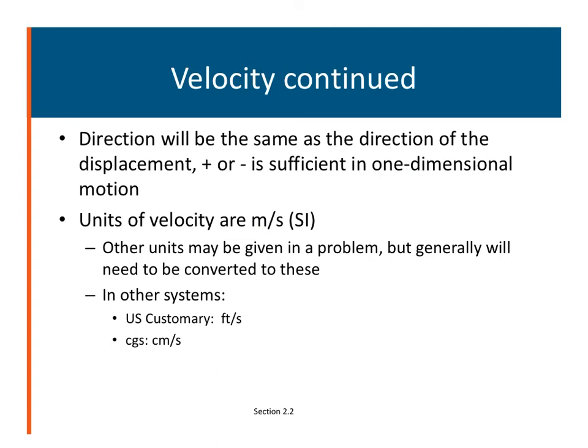Average speed, and this is very important, average speed is not the same as average velocity. As mentioned earlier, the direction of velocity will be in the same direction as the displacement, and for now we will just use positive and negative to determine the direction, whether it's in the positive x or the negative x, and the units are meters per second. Now other units could be given to you, but you will have to convert them. Some other units that you may see are feet per second and centimeters per second.